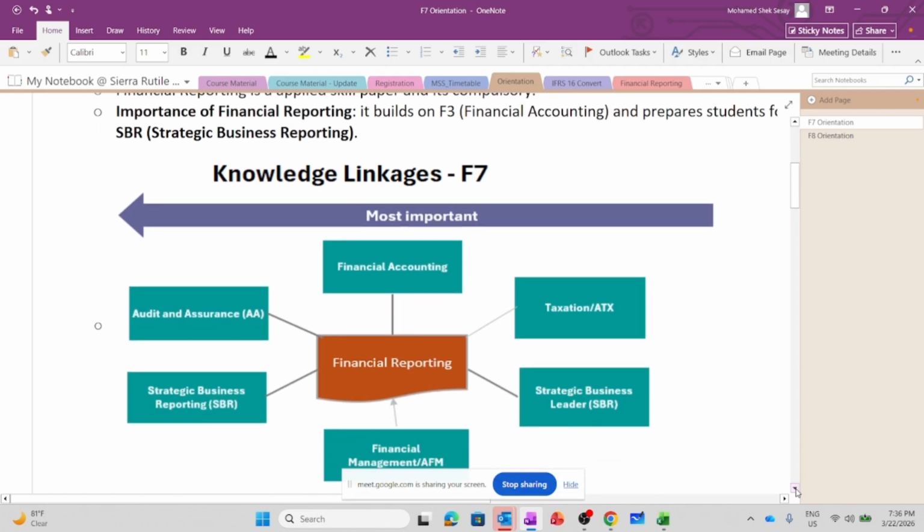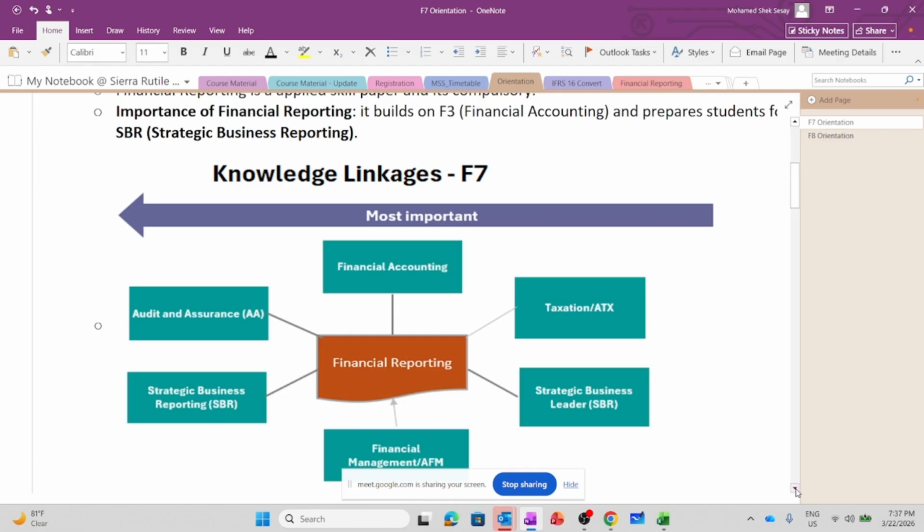For example, if you want to pass your audit and assurance examination, then obviously you need to understand your IASs and your IFRSs, because when you look at audit risks, for you to respond to an audit risk question, your IASs and IFRSs should be good and at par. So one advantage of financial reporting is that it will help you pass the audit and assurance examination.